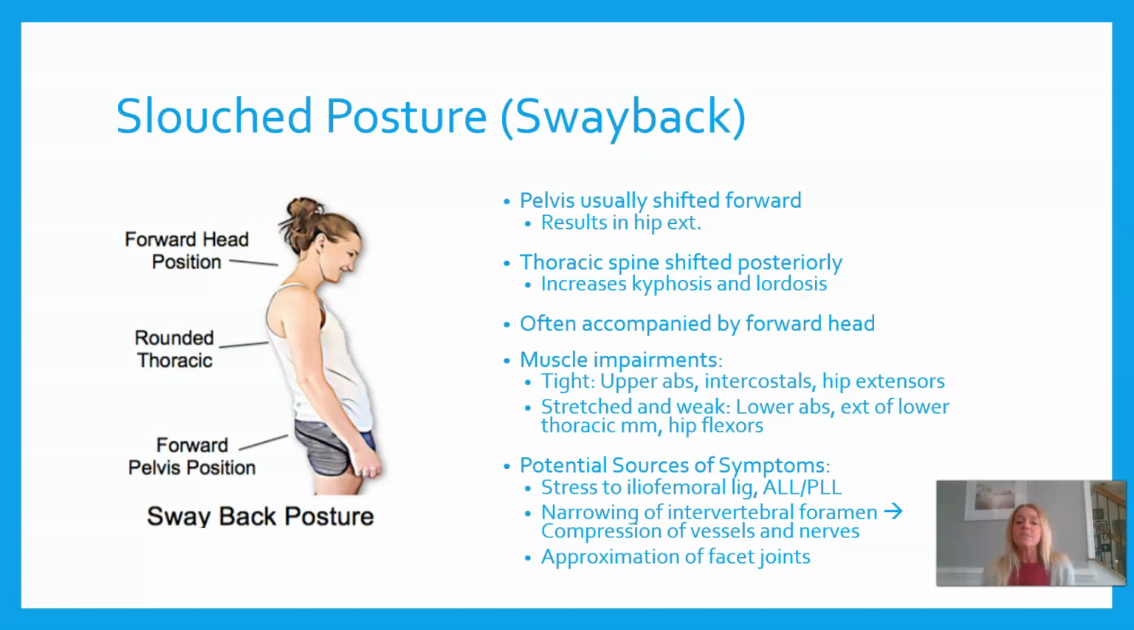Potential sources of symptoms here are going to be stress to the iliofemoral ligament because they're basically standing in hip extension. Most of the time, the iliofemoral ligament is going to be stretched and strained, as well as the anterior longitudinal ligament and posterior longitudinal ligament, respectively, in the spine there. We also expect to see narrowing of the intervertebral foramen, which can, again, compress the blood vessels and the nerves that exit through there, and approximation of the facet joints, which can accelerate degeneration in those areas.